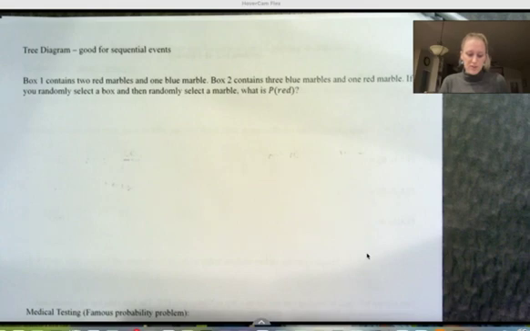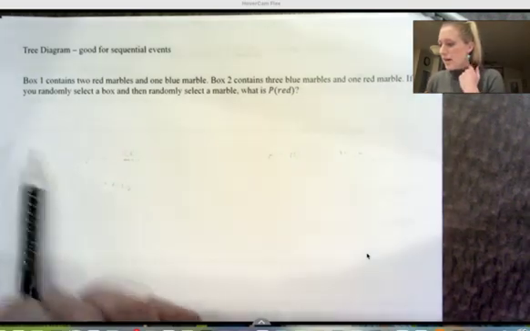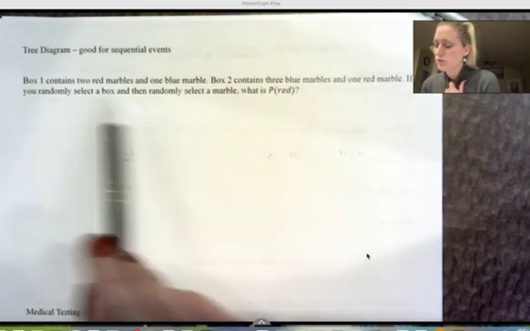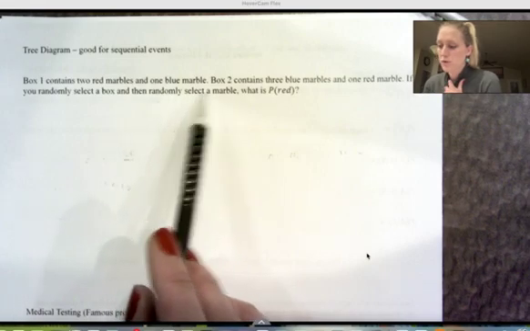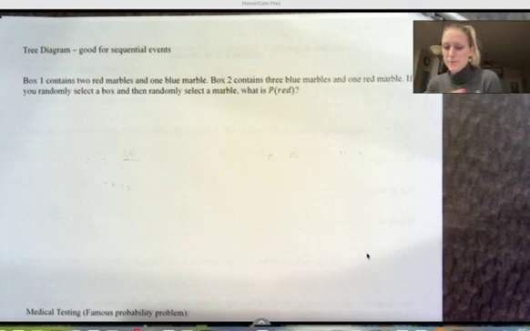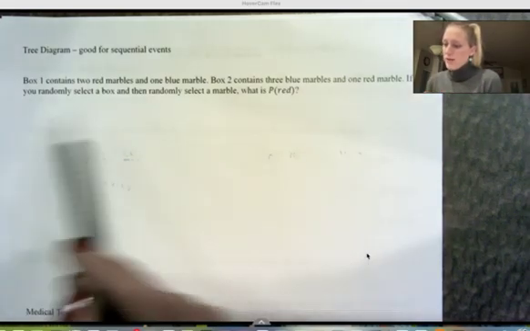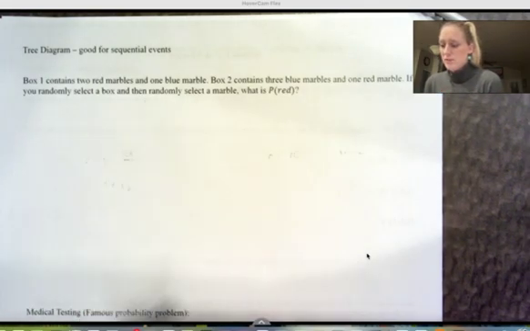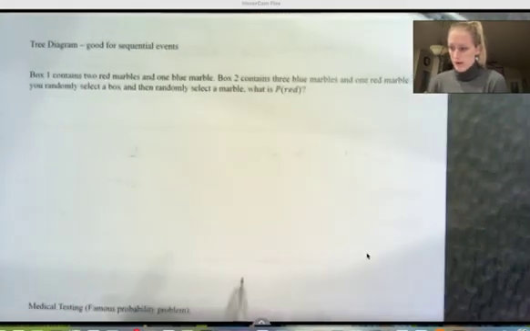You guys have seen a little bit of this before, but actually maybe not. Sorry, I haven't really done much. We did a little bit with the boy, girl back in the beginning, but we're going to do a little bit more. So here I have box 1 contains 2 red marbles and 1 blue marble. Box 2 contains 3 blue and 1 red. If you randomly select a box and then randomly select a marble, what is the probability it's red?